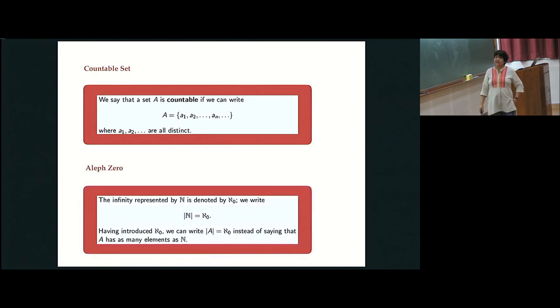Such a kind of infinity, the cardinality of the set of natural numbers, is expressed as Aleph null. This is the symbol known as Aleph null. And we can say that the cardinality of A is Aleph null, because that stands for the cardinality of countable sets. Okay. Any questions here?